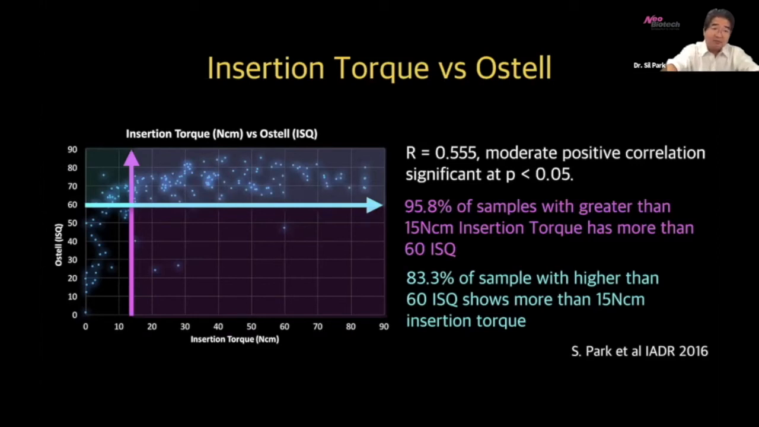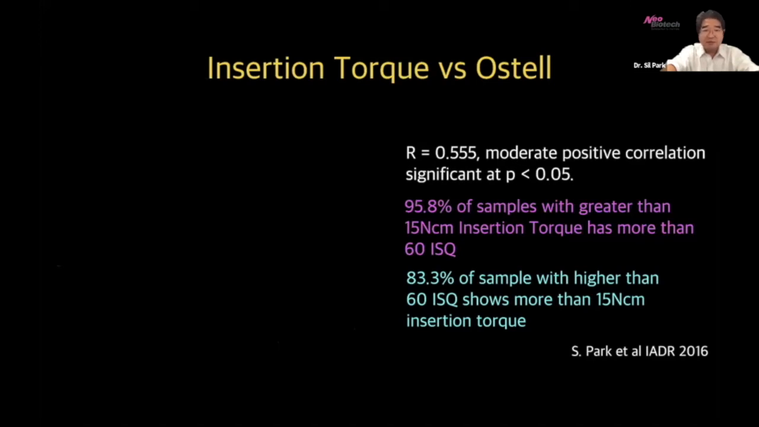And also I'm using the 60 ISQ numbers. As you can see over here, 96% of a sample with a greater than 15 Newton centimeter insertion torque has more than 60 ISQ. And also 83% of a sample with a higher than 60 ISQ shows more than 15 Newton centimeter insertion torque. So this means, in other words, like that.